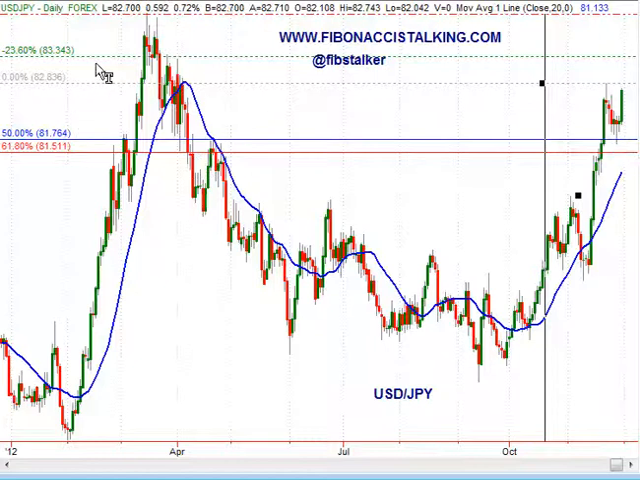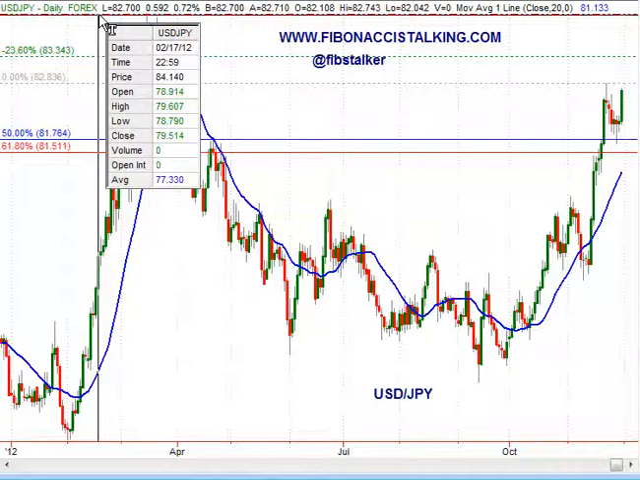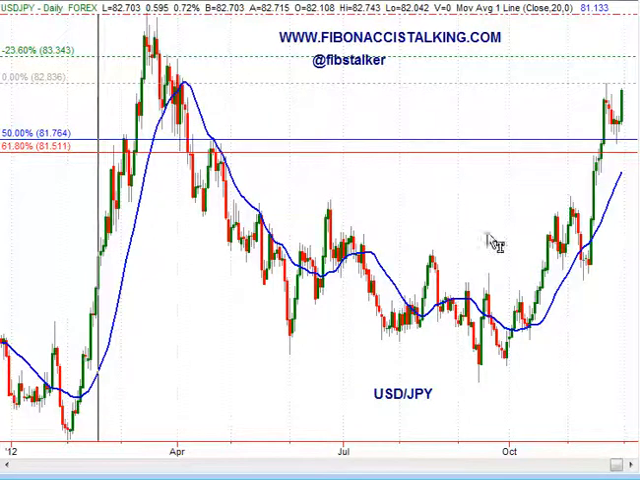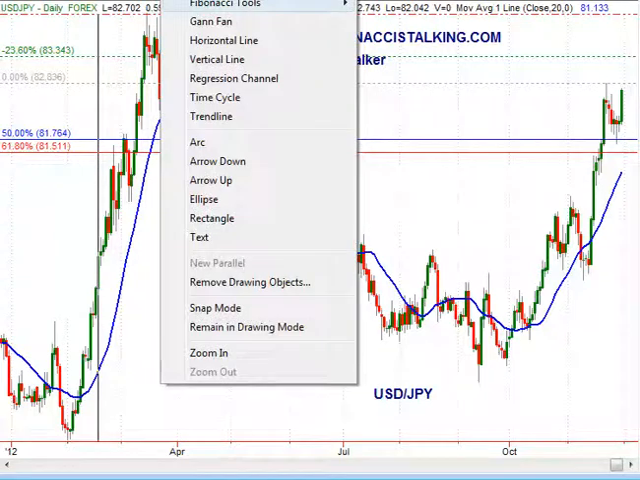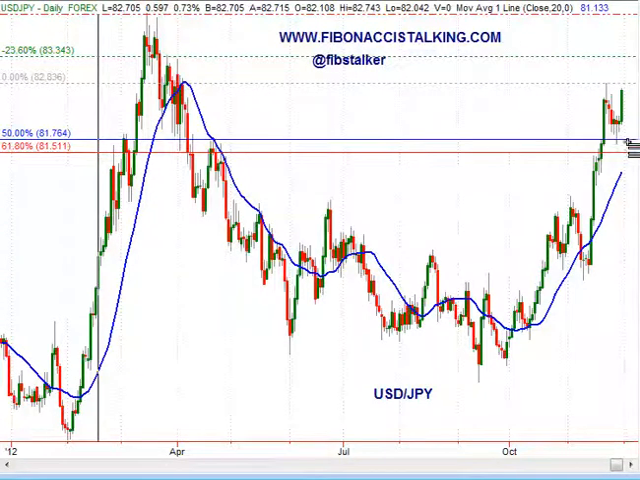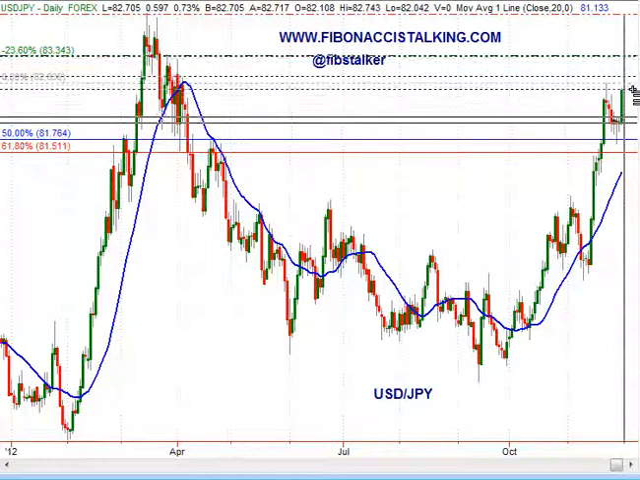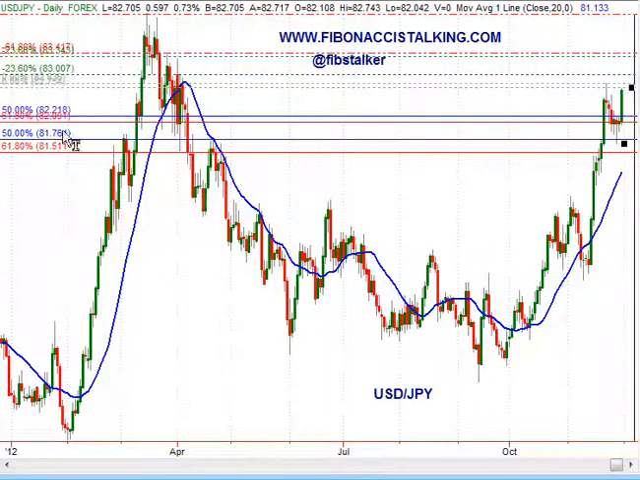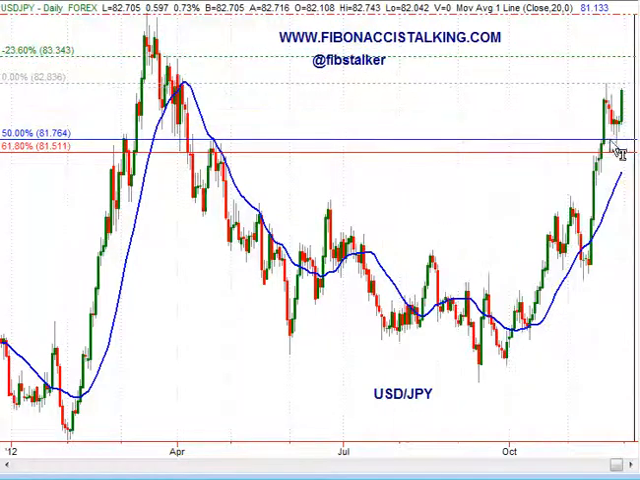This long setup has two targets at the moment, 83.30, and the next target would be at highs at 84.10. So any opportunity to get long this pair should be taken with a stop below 81.51. A more aggressive stop could be currently the 82 level. That would be a more aggressive stop.